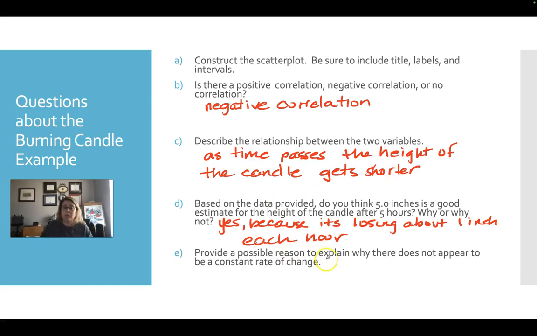Provide a possible reason to explain why there does not appear to be a constant rate of change. Well, a constant rate of change means that it's losing the same amount of inches or height every half hour or hour. Since candles work off of heat and it changes, or the temperature of the house might come into something, so it could be the temperature of the room affecting it.